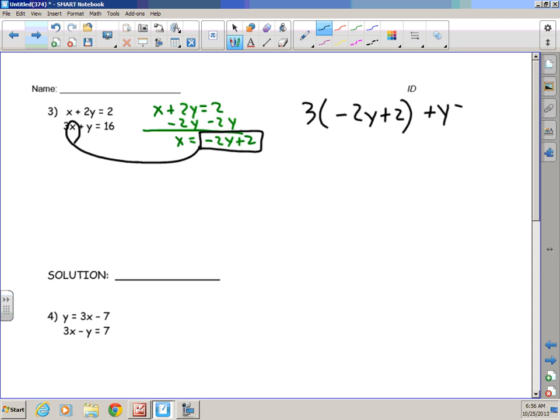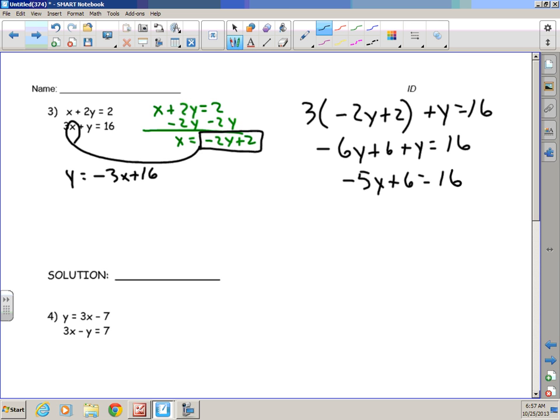plus y equals 16. Now, you might be saying to yourself, could he have taken the second one and made this y equals, which would have been y equals negative 3x plus 16, and substituted that into the first one? And the answer to that is yes. It's just a matter of what you choose. Negative 6y plus 6 plus y is 16. Negative 5y plus 6 equals 16. Negative 5y equals 10. y equals negative 2.